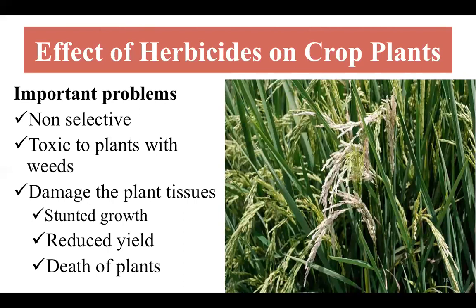So unintended but economically important damage to the crop plant can sometimes be seen as a consequence of the inappropriate use of that herbicide, as a result of which it damages the plant tissues. For example, the growth of the particular crop or plant may be stunted. In turn, it will give a reduction in the yield, and finally wilting and death of the plant can be seen in the crop plant due to these negative effects of herbicides in an agricultural field.